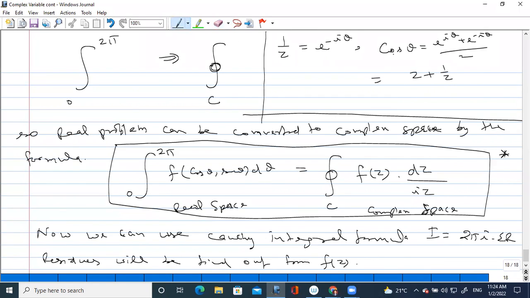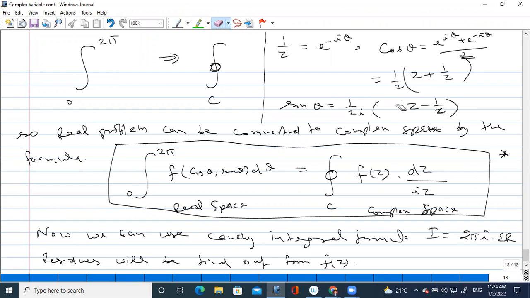Just a simple formula that cos theta can be converted to 1 upon 2 into z plus 1 upon z, and similarly sin theta can be converted to 1 upon 2i, because iota will be there with 2, into z minus 1 upon z. So this is the formula for sin theta, this is the formula for cos theta. These are also conversion formulas. We can directly use them. Okay, so note down this also.